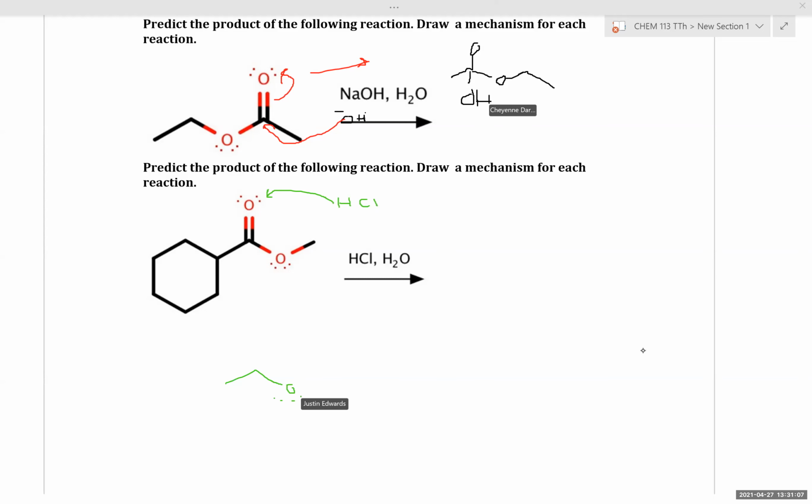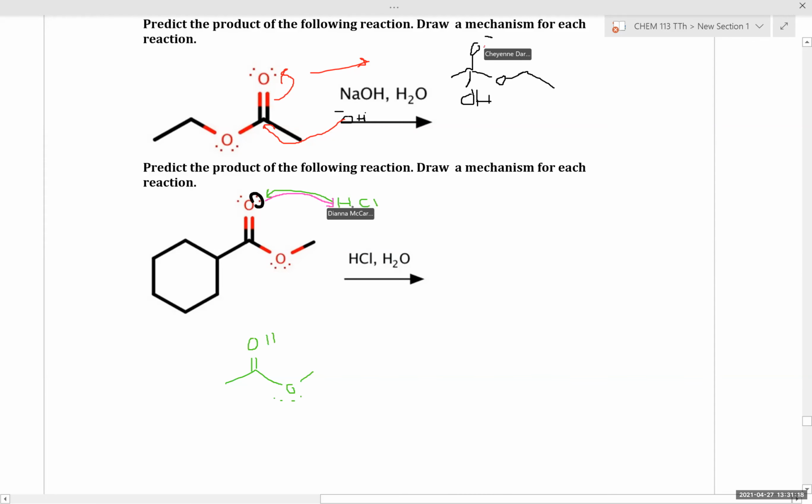In this case, our carbonyl oxygen's protonated. One thing is that if you're protonating, the source of electron density goes to the electron deficient atom, so it would be the other way. No worries. So we have our protonation step down.